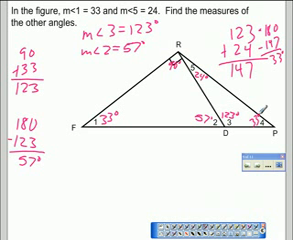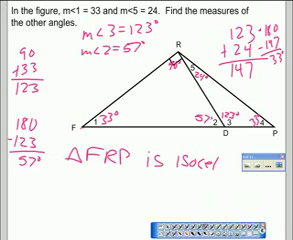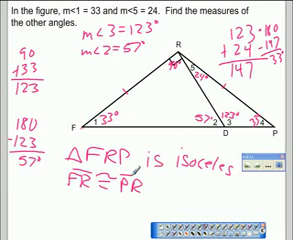Aha, so what do I know about angle 1 and angle 4? They're the same, they're congruent, which means if I look at this big triangle, FRP, what kind of triangle is FRP? It's isosceles because the base angles are congruent. Which means I could then go on and say, hey, those lines are congruent. I could say FR is congruent to PR because it's isosceles.